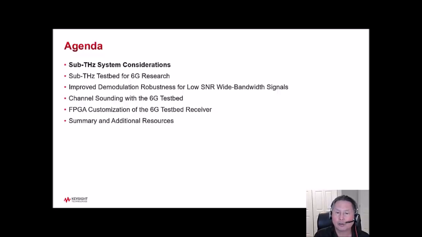Sub-Terahertz frequency bands are largely unexplored, so we'll discuss some D-band channel sounding work that was performed with the testbed to sound the channel and explore channel propagation characteristics. Lastly, we'll discuss and demonstrate an example of an FPGA customization of the Sub-Terahertz testbed receiver with an implementation of a real-time adaptive equalizer and bit error rate measurements. The customization approach is flexible, enabling the testbed to be customized by the user with FPGA HDL code. Finally, we'll conclude with a summary and some additional resources.